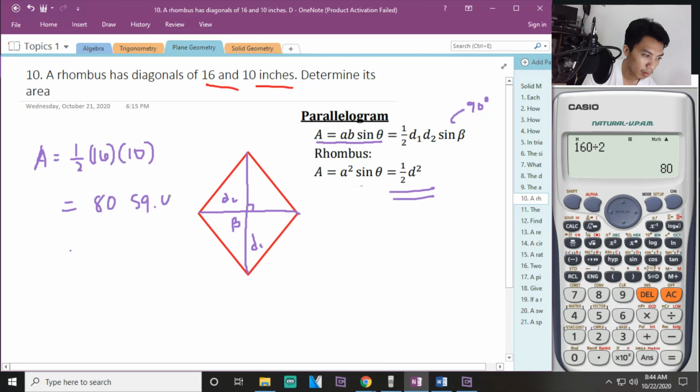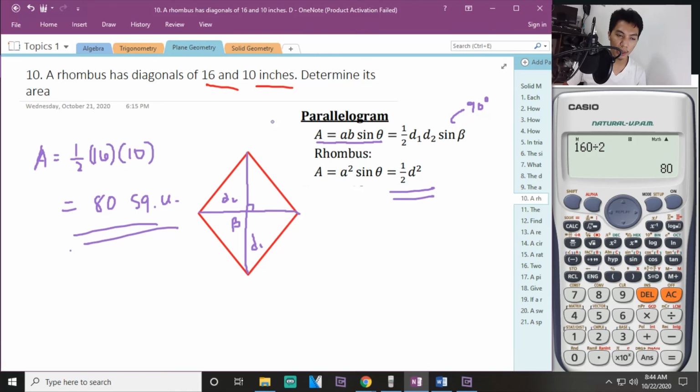That is very simple for rhombus. And for problems 10 to 21, we will proceed after a short break.